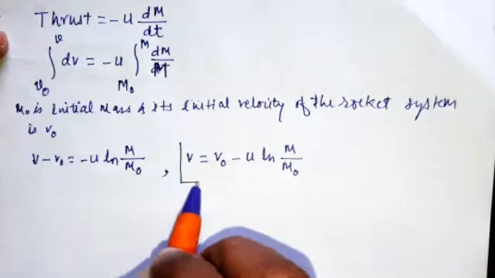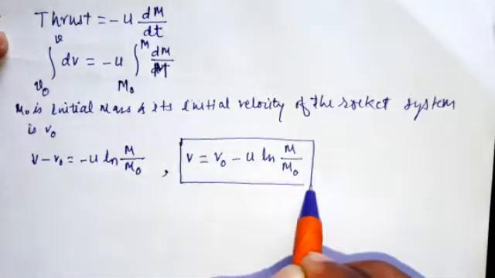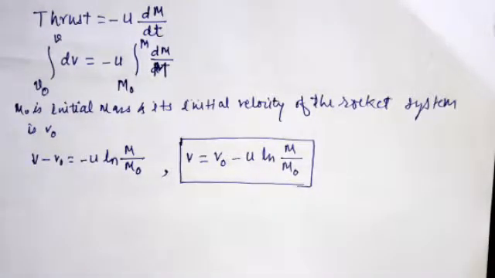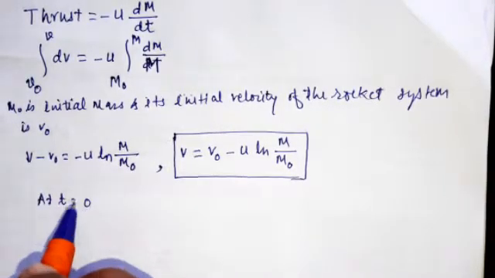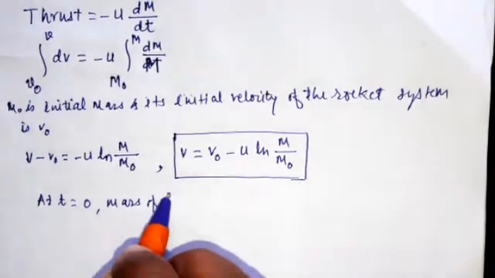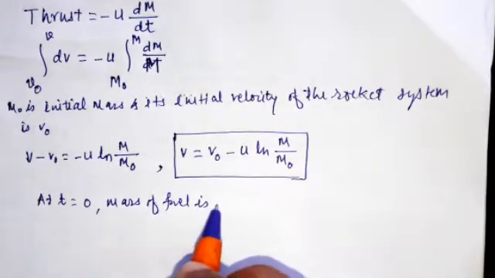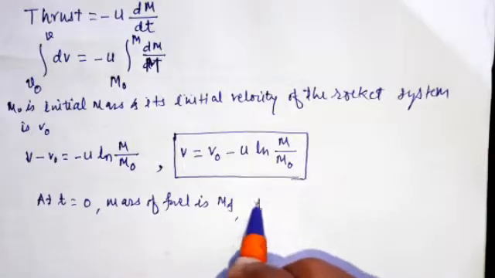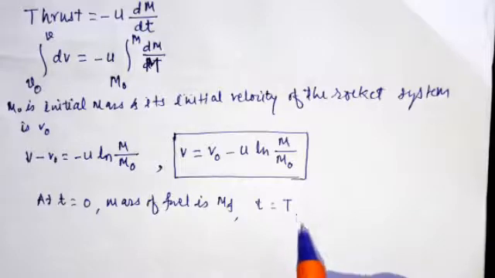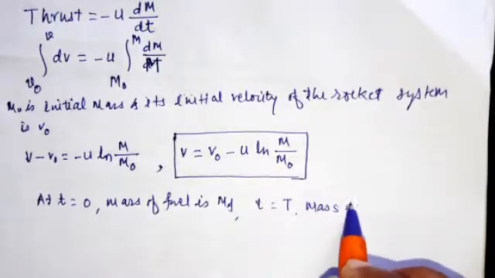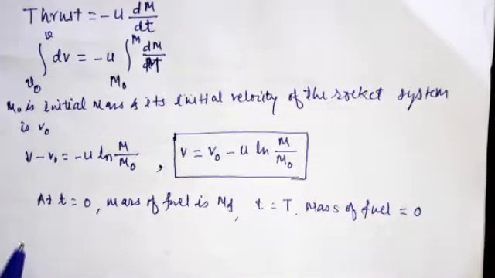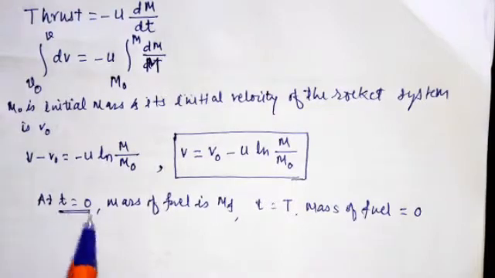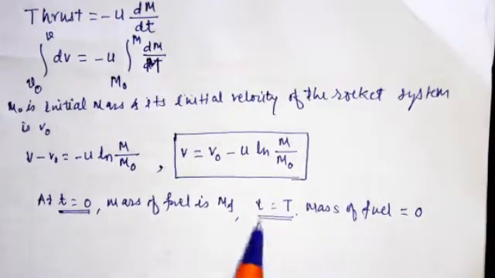Now when this fuel is burnt, then what happens? Let this fuel burn at a constant rate and T be the time for which it lasts. So we can write at time t is equal to 0, the mass of fuel is mf, and at time t is equal to capital T, at that time the fuel is totally burned, so it is equal to 0. So here we can see the time between t is equal to 0 and t is equal to T.